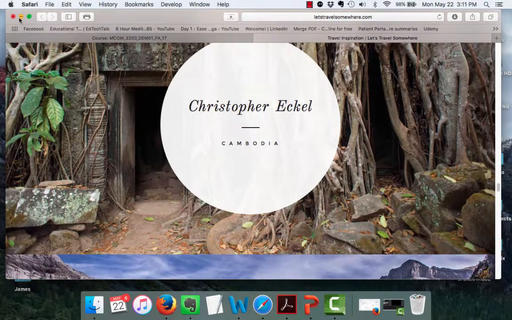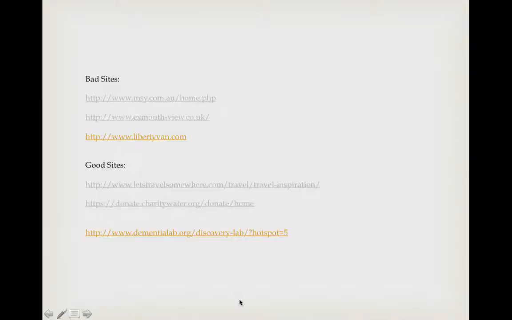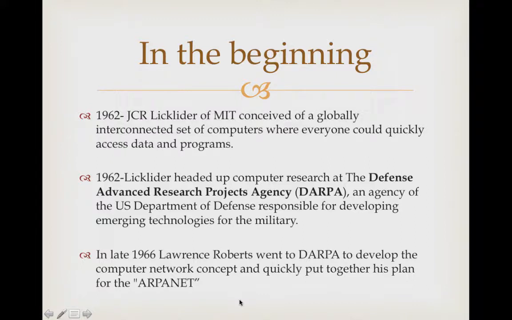Let's move on. So what is the internet? Where did it come from? Why do we have all this stuff? You guys only know the internet, but it was actually developed in 1962, happens to be the year I was born, by a gentleman named Licklider. Yeah, believe it or not. And he was at MIT, and he was working on these sets of computers that could interconnect.